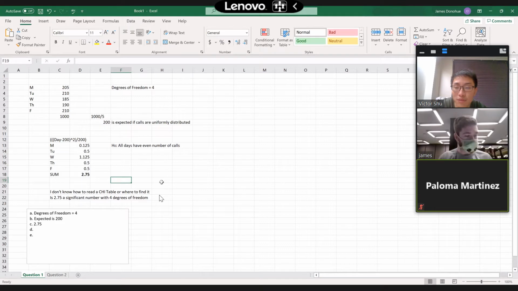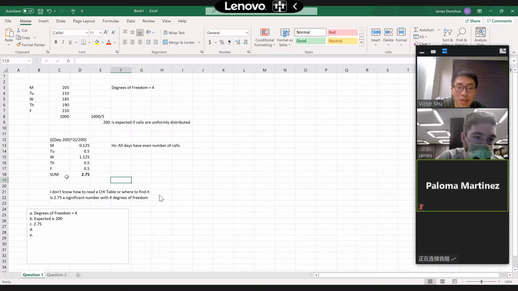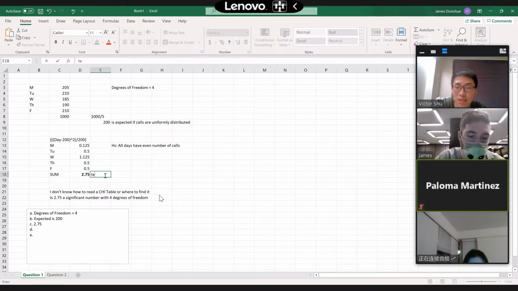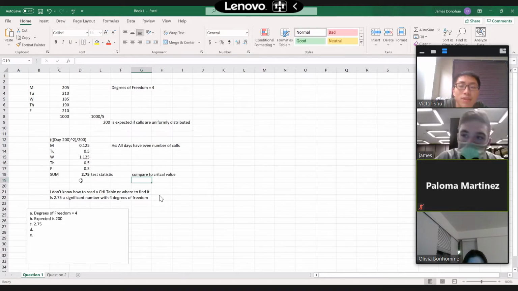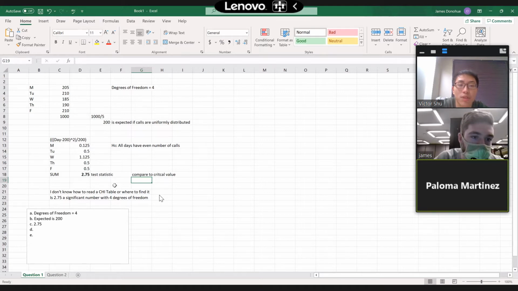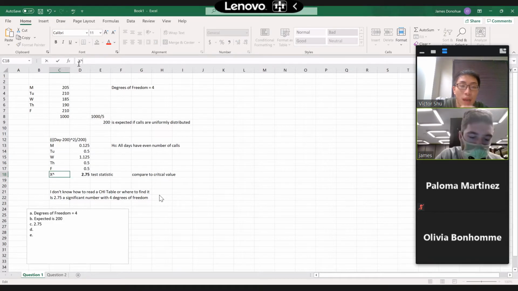So basically you have your test statistic, I think it's under your sum column. You're going to compare that test statistic to your critical value. First you have your calculated chi-square, the notation chi is like the capital X, and then you compare that value with the chi critical value, which you will find in a table.